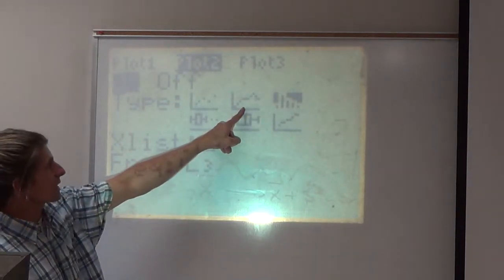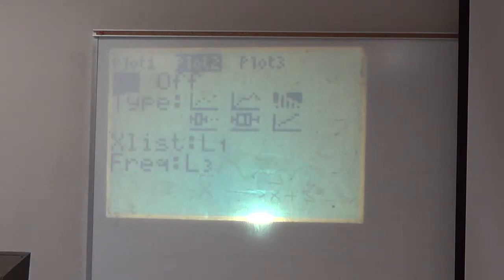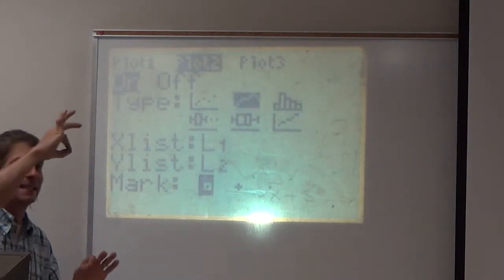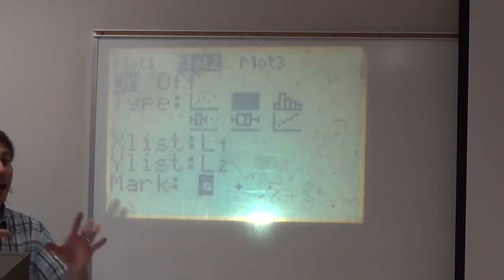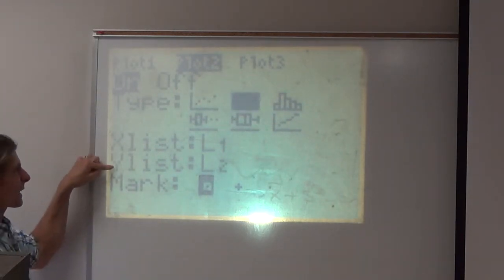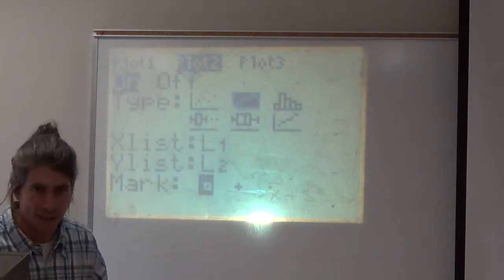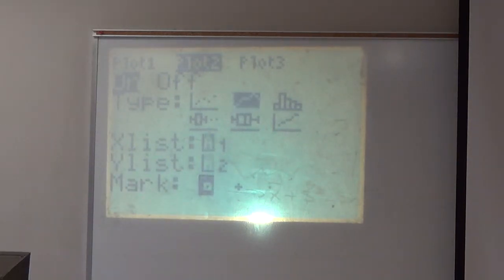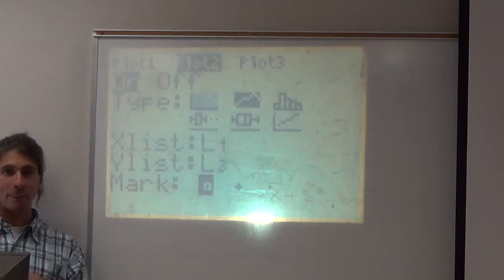One of my favorites is this guy right here, backed up one from the histogram. If you go to him, instead of a histogram, it'll put a dot at the top of each histogram's bar and then connect them with a line. Now, the only problem is it says X list, Y list, so we're back to that issue, but treat Y list like a frequency and just tell it L1, L3. And then the mark is the shape that it's going to put where the bars would be.